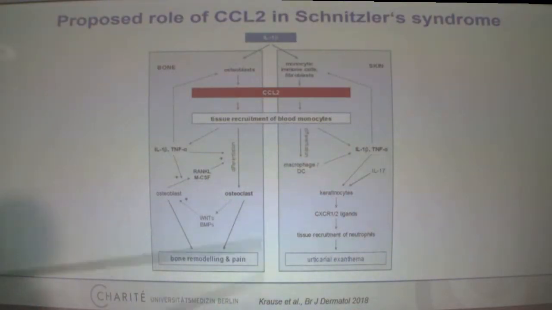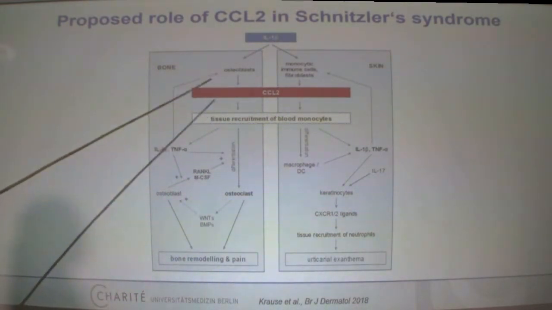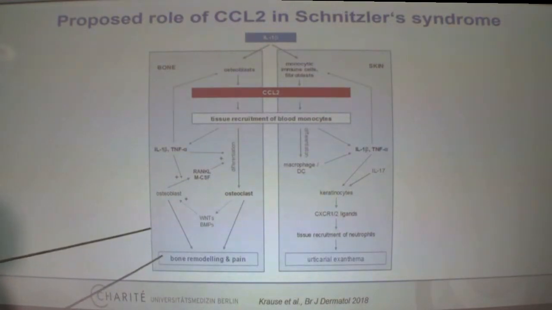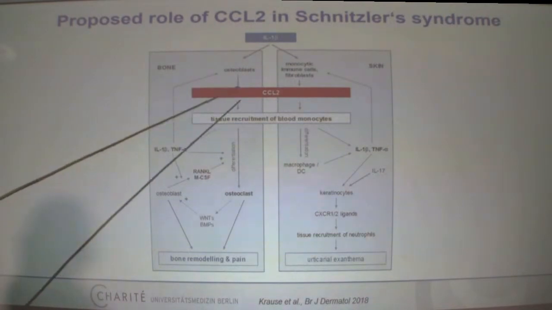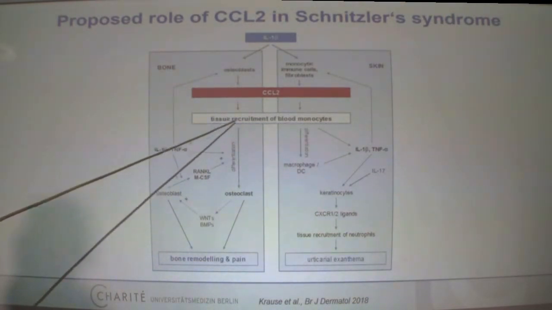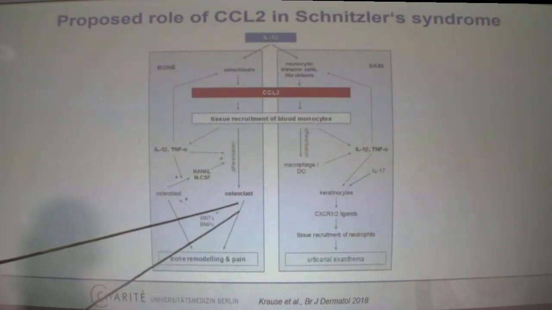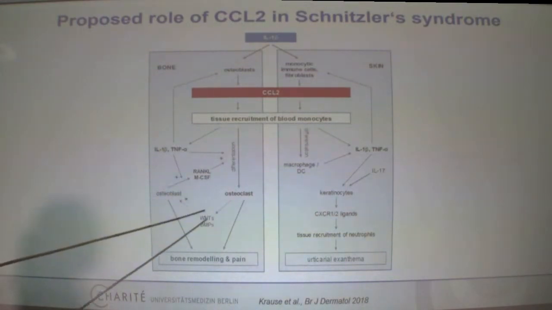So the proposed role of CCL2 in Schnitzler syndrome: on the left-hand side we have inflammation at the bones and joints, and on the right-hand side inflammation in the skin. We think that IL-1 beta, which is of course also known to be important for osteoblast formation, triggers CCL2 production and tissue recruitment of blood monocytes, differentiation of macrophages to osteoclasts, and also the activation of osteoblasts. This balance of osteoclast formation, which is not well regulated in these patients, then leads to bone remodeling and the huge pain these patients usually have within the joints and bones.